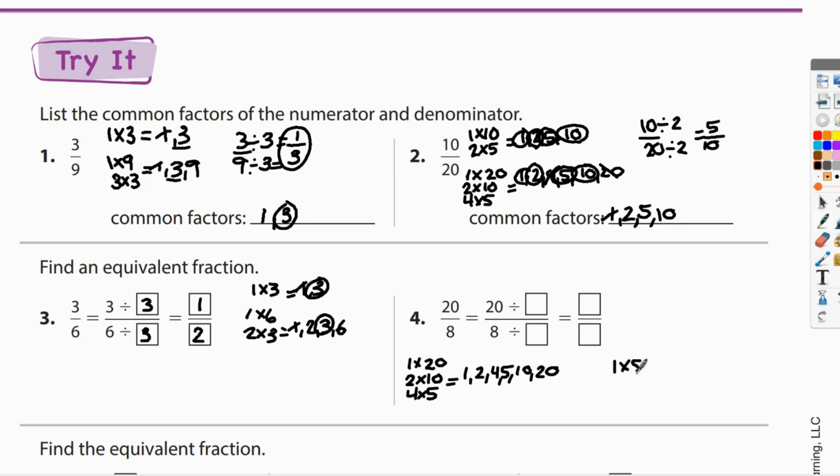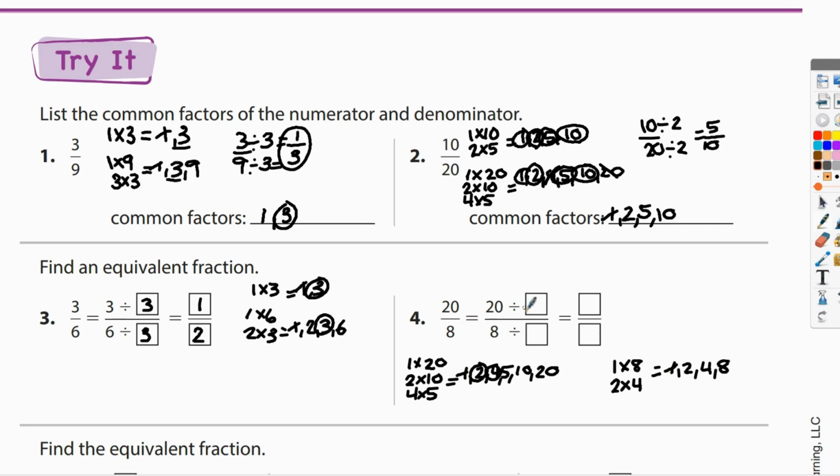Now, let's do 8. 1 times 8 and 2 times 4. Let's put those numbers in order. I have 1, 2, 4, 8. Now I choose a number that they both have in common. Let's see, they have a 2. I see a 4. There's no 8. A 1, the 1 we can't use. So I could either use a 2 or a 4.